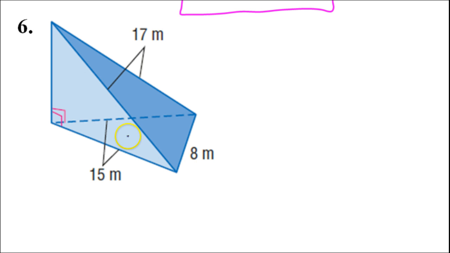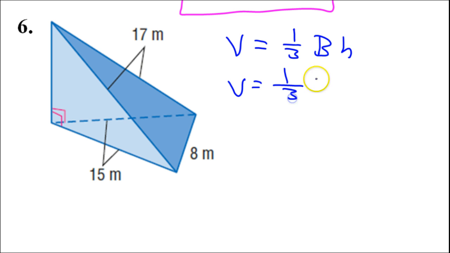Number 6 is a pyramid. So the volume of a pyramid is 1/3 the area of the base times the height. Okay, so that's 1/3 area of the base times the height. Now, let's see, so the height of the pyramid is this over here, which I'll label H. This is the height. And we aren't given it, so we're going to have to calculate it somehow.